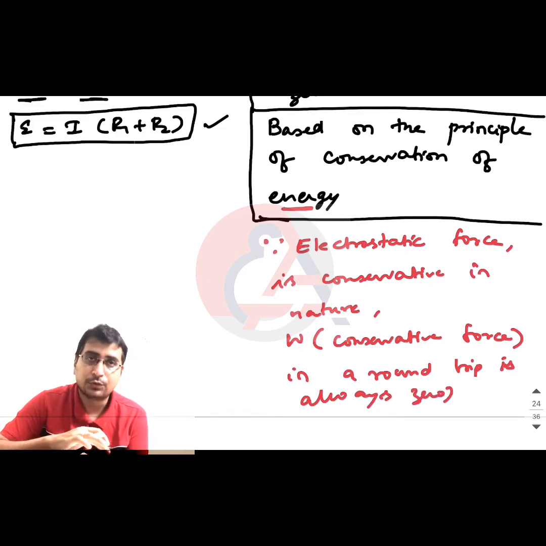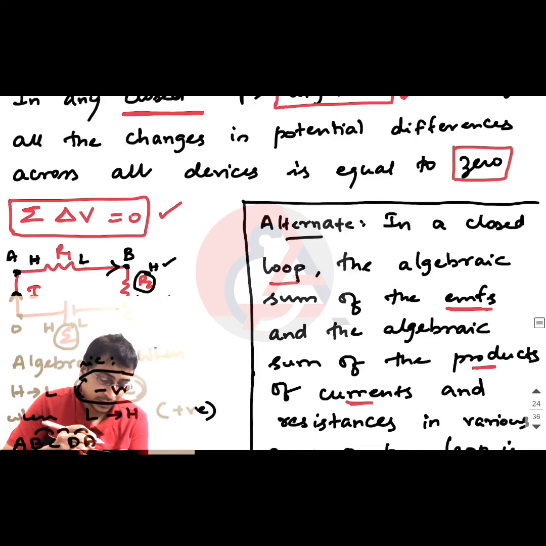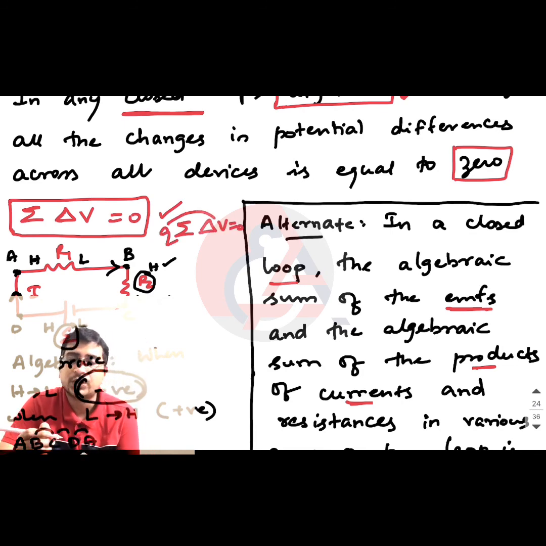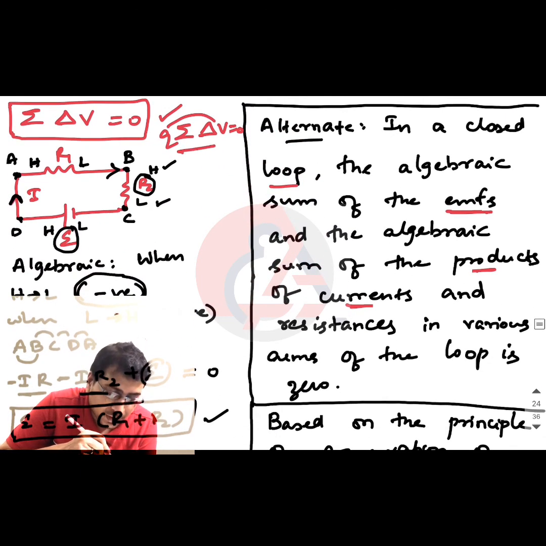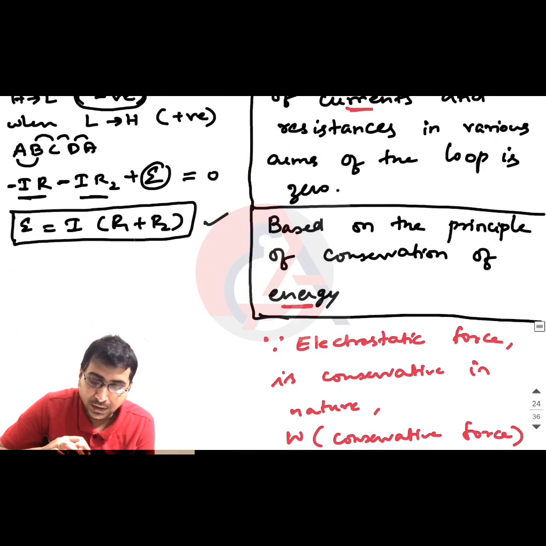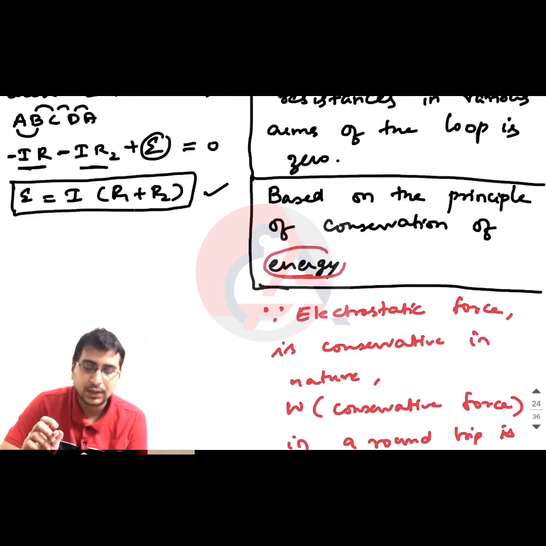That is why, if you observe the statement delta V is equal to 0, and if I multiply with charge on both sides, we know from the second chapter that Q into V is the potential energy. Potential energy means work done by the conservative force. So the sum of the work done by the conservative force in a round trip is 0. That is why we say that Kirchhoff's second law is based on the conservation of energy.